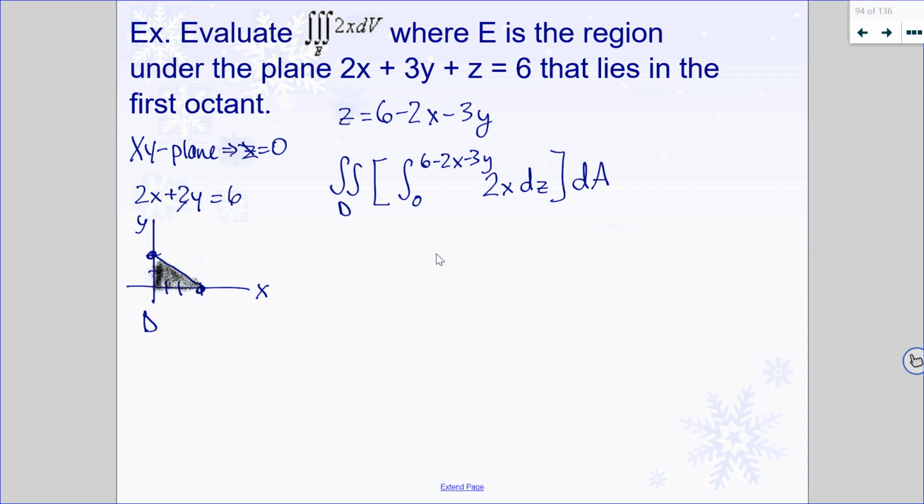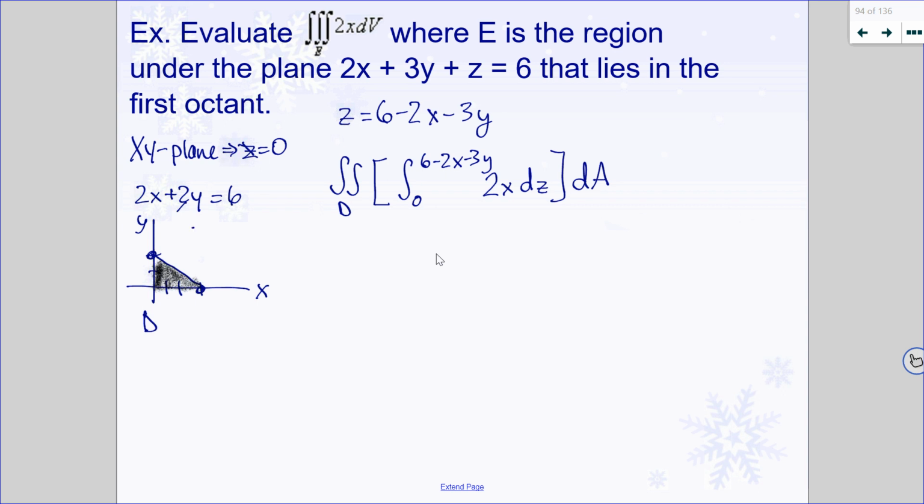Does it matter if I integrate with respect to x or y first here, or could I do either? You could do either, yeah. With x, I have a definite lower bound and upper bound. The lower bound would be 0. The upper bound would be this line. With y, sorry, I'm doing y first. Same thing. They both have a good definite upper and lower bound. So I guess it doesn't matter.